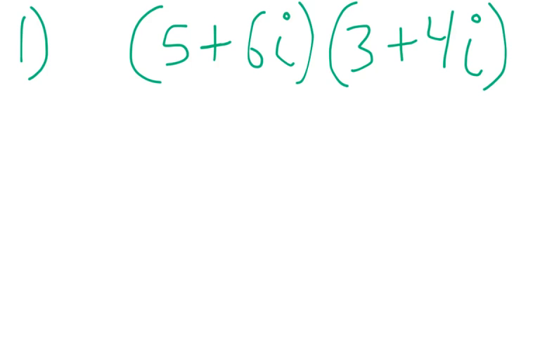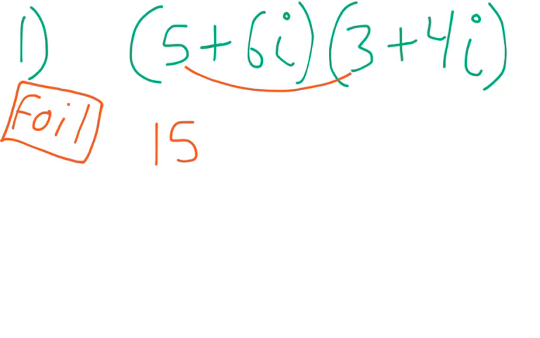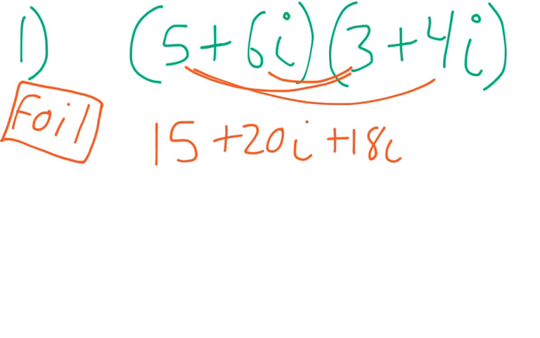So, here I've got a foiling problem with imaginary numbers. I'm going to attack it just like I would if it was x's instead of i's. The same ideas apply, but it's going to be a little different at the end. Here we go. So, 5 times 3, 15, right? 5 times 4i, 20i, 6i times 3, 18i, and then 6i times 4i plus 24i squared, because i times i.